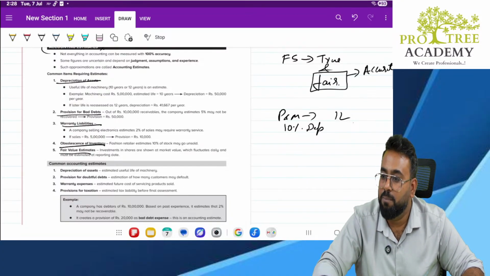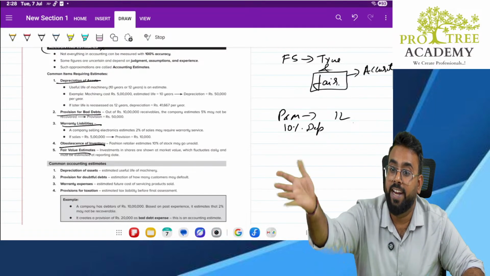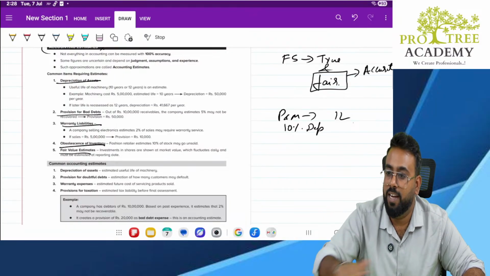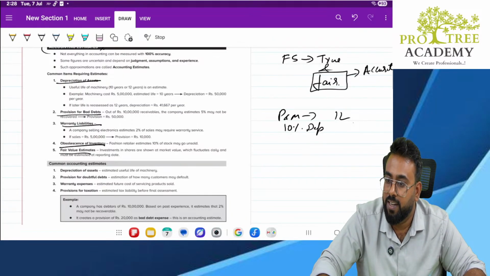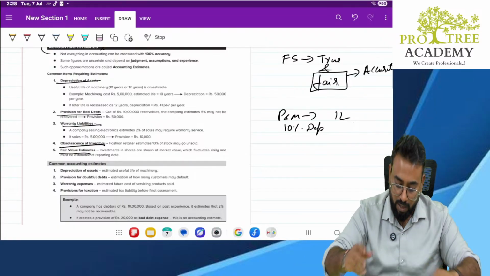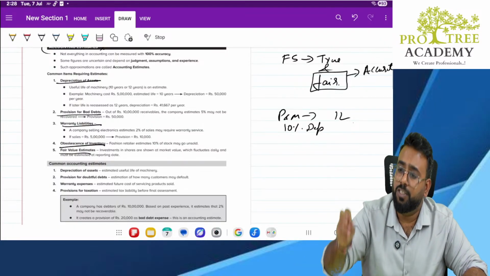Your inventory became obsolete. Correct or no? It became waste. It becomes outdated. Correct? It is no more in terms of the market. Correct? So it became outdated. Right? So that is why the obsolescence of inventory is also estimated.